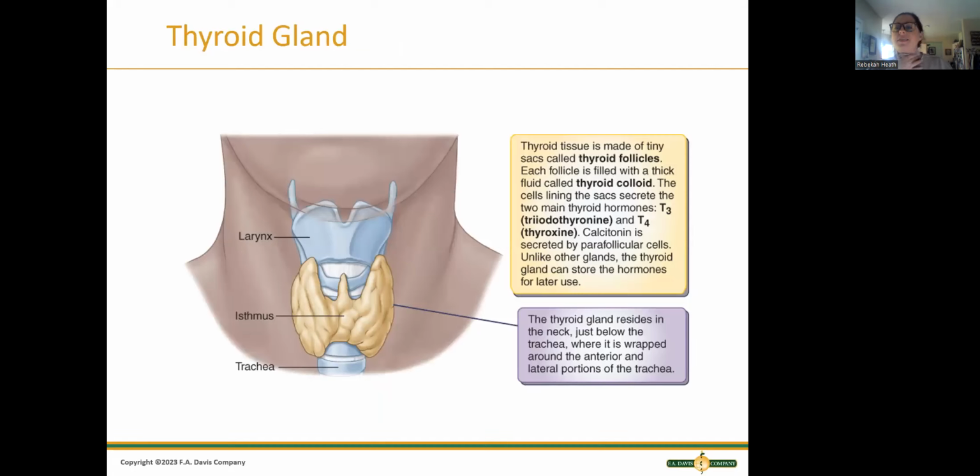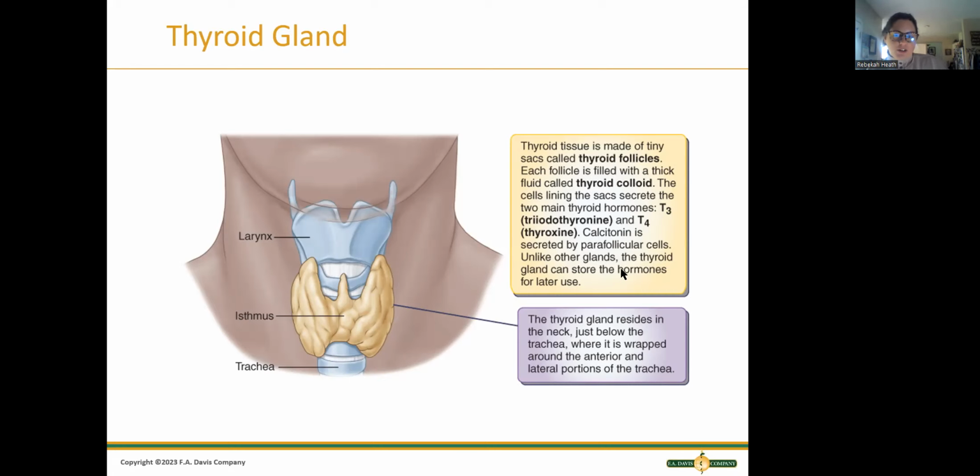All right, so moving on to the thyroid gland. You can see here in this picture how the thyroid wraps around your esophagus and your throat. It's just below the trachea, and it wraps around the anterior and then the lateral portions on the side. Once it's been triggered by the pituitary, it is then triggered to release T3 and T4.